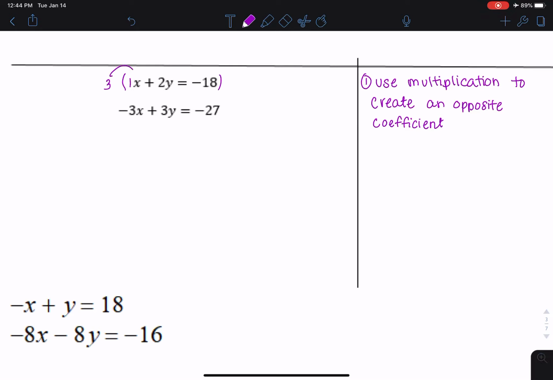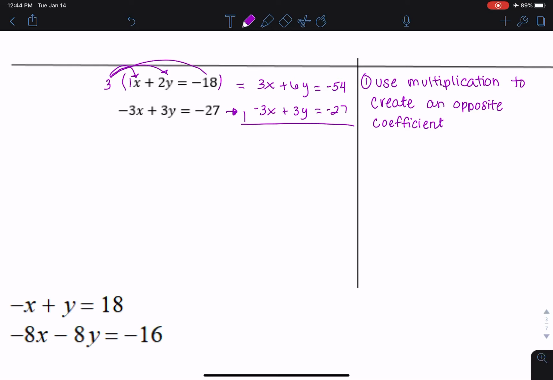So when I do 3 times 1x, that's 3x. 3 times 2y, that's 6y. 3 times negative 18, that's a big number. It's negative 54. Okay, now I'm just going to carry over the bottom equation because I haven't changed it. So it's negative 3x plus 3y equals negative 27.